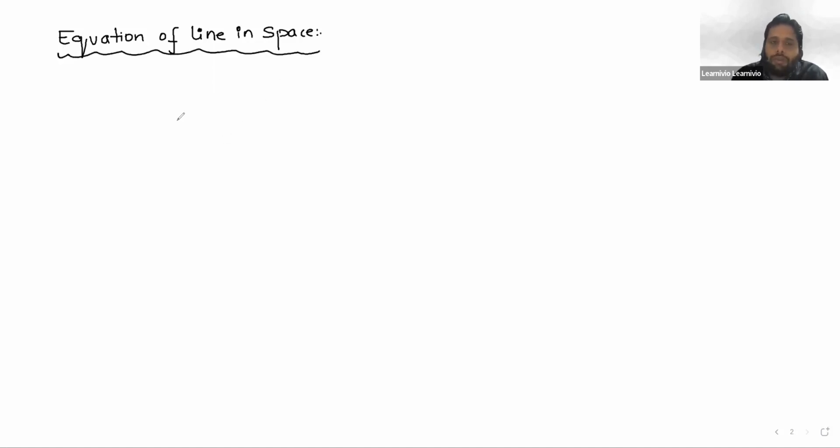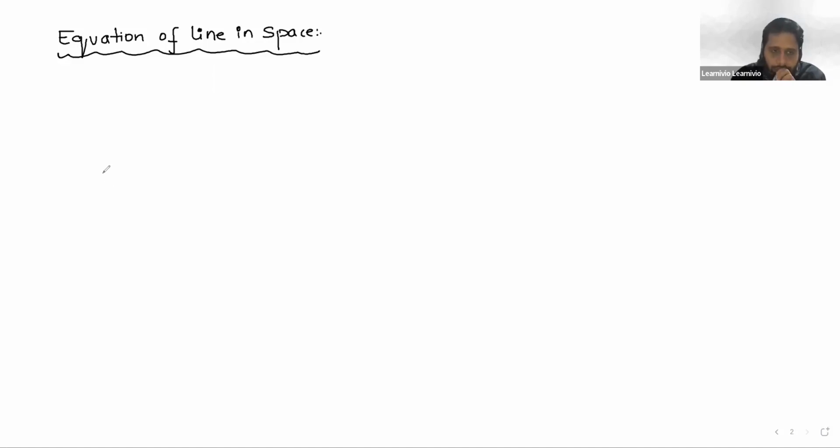Okay. Next is equation of line in space. Okay, equation of line in space. Last year you have done equation of line in 2D. But in that topic you have found the equation only in Cartesian form.